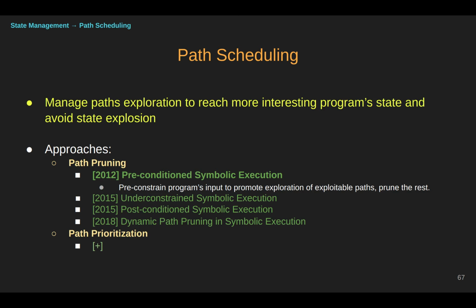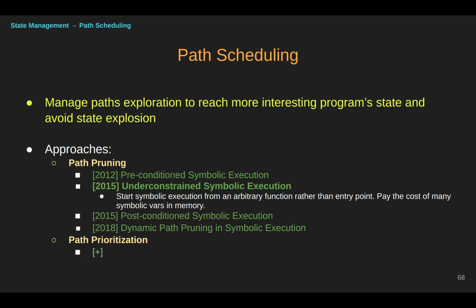So preconditioned symbolic execution. So you constrain the program's input to promote exploration of exploitable paths, prune the rest. So you have some input. You say, I want only to explore along this path where the input has these constraints. So I don't care about all the other constraints. Similar to concolic execution in a sense, but it's not doing it concretely. It's just you add those constraints, let's say manually or through some analysis.